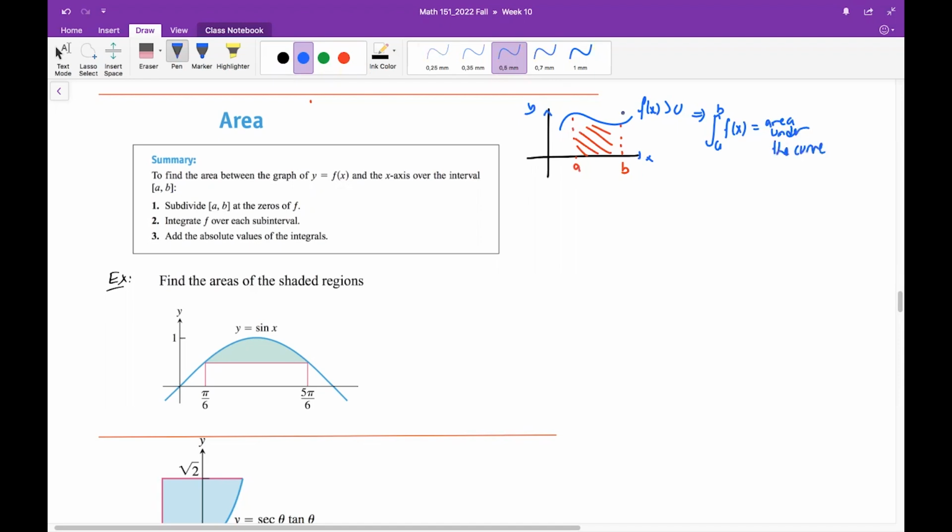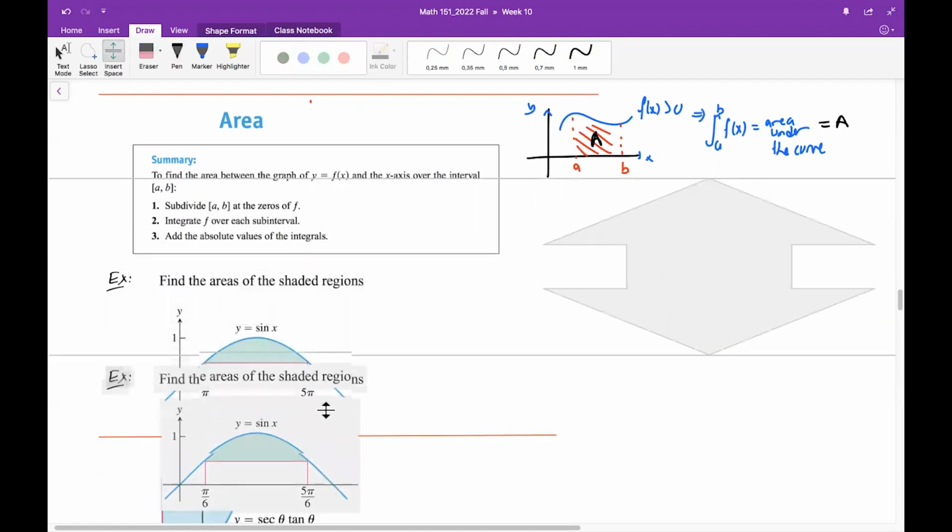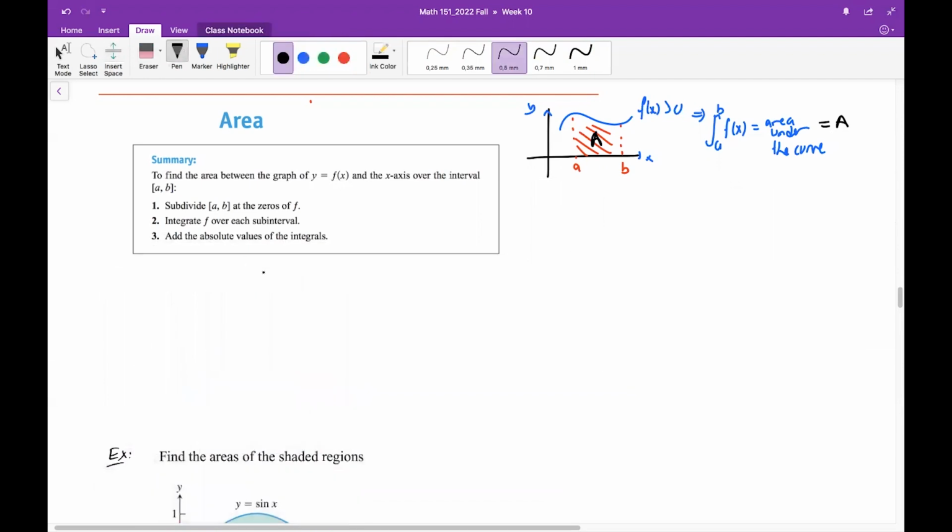Under the curve, let's name it as A, for example. So this time the definite integral is the same as the area under the curve. But this is not the case when your function gets some negative values. So let's draw our function like this.